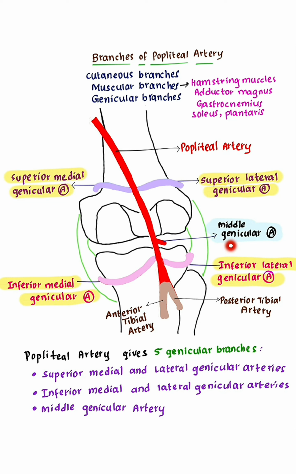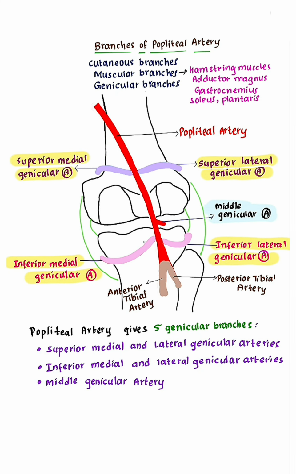Middle genicular artery pierces oblique popliteal ligament and supplies cruciate ligaments and synovial membrane of knee joint. Inferior medial and lateral genicular arteries wind around corresponding tibial condyles. They pass deep to collateral ligaments of the knee joint. Genicular branches take part in arterial anastomosis around knee joint.